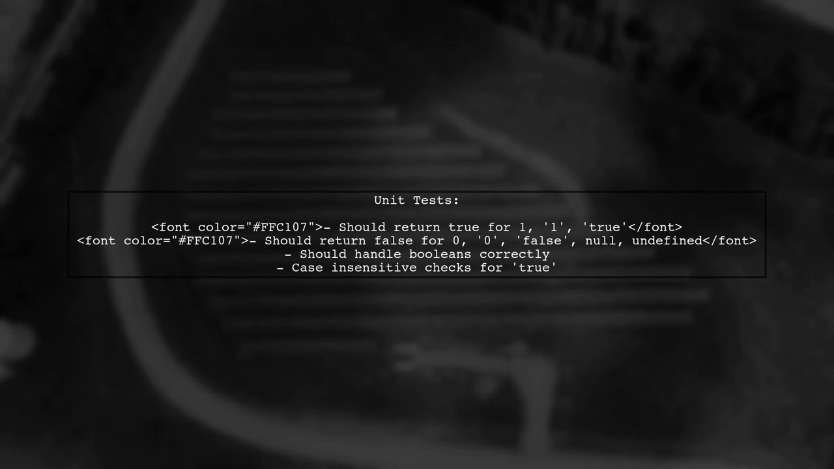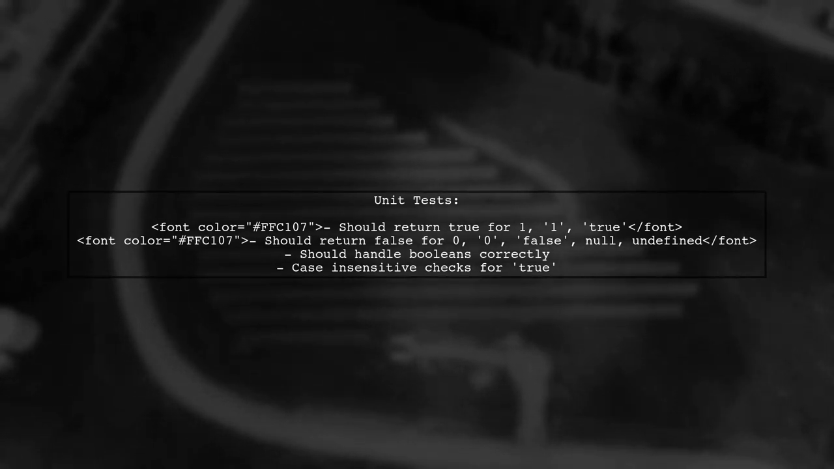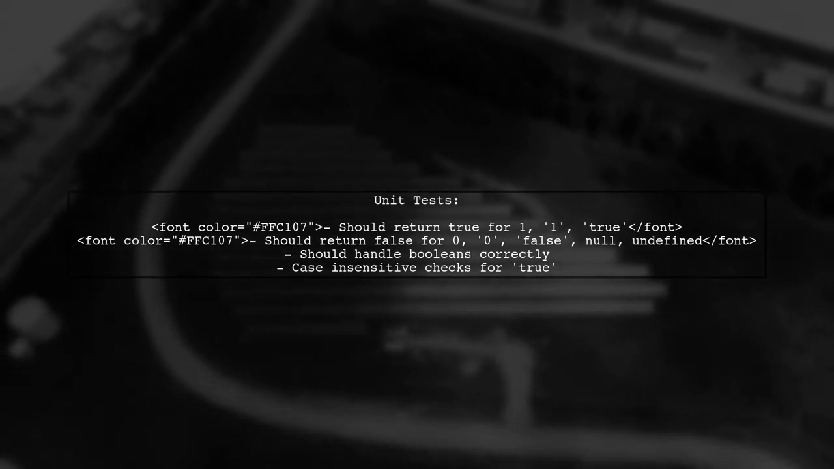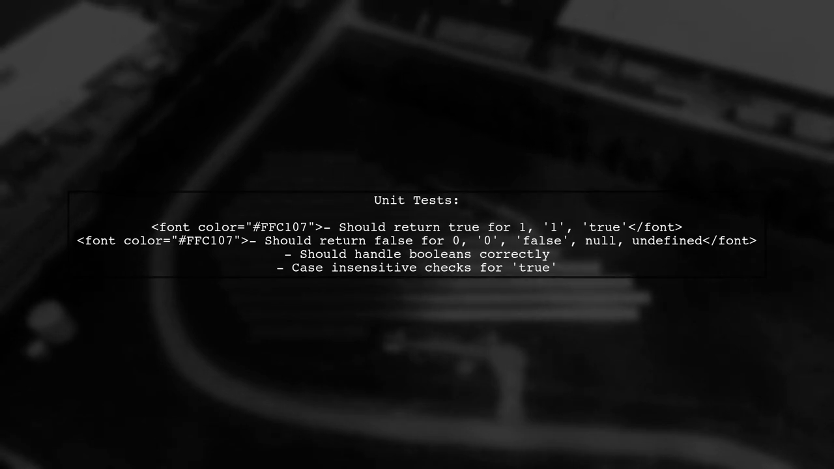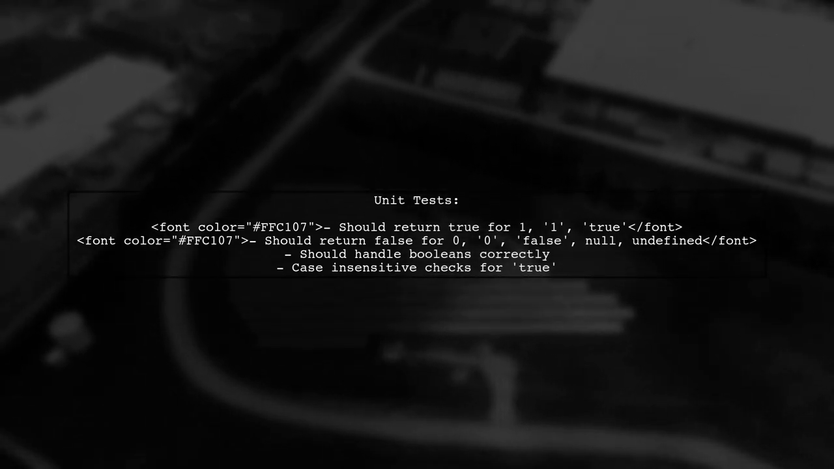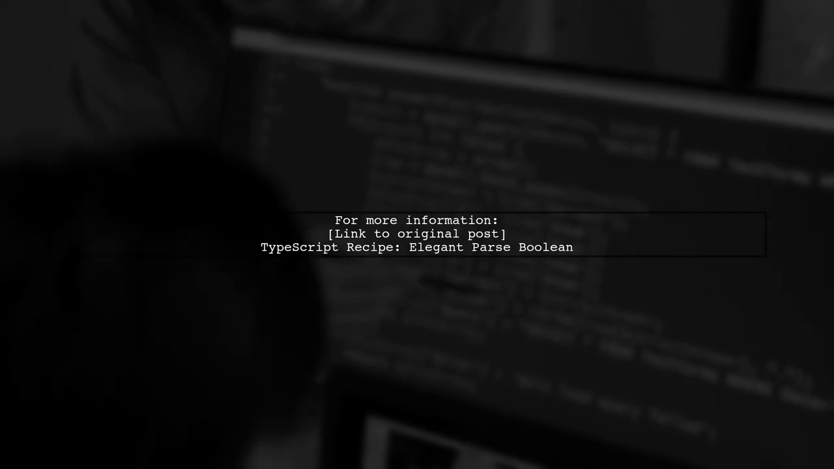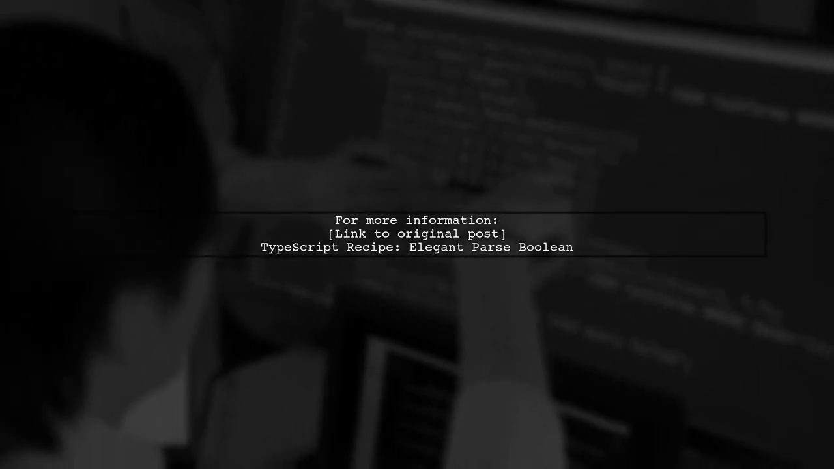Unit tests confirm the function's behavior. It checks various cases, ensuring that the function returns true or false as expected for different inputs. For more details, you can check the original post linked in the description.